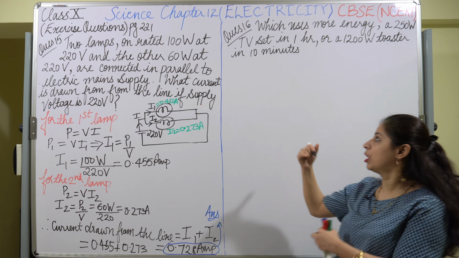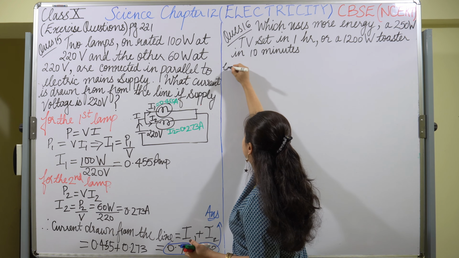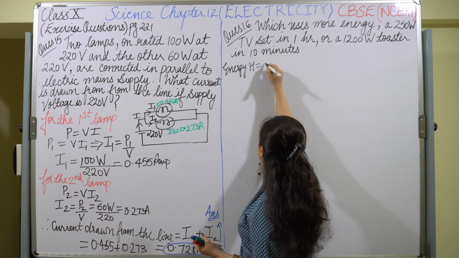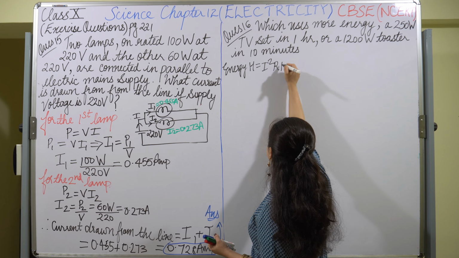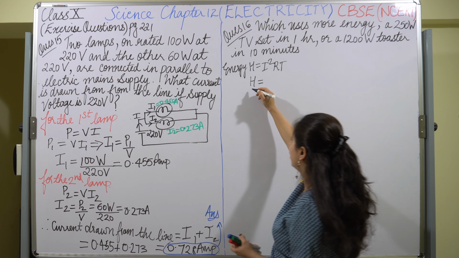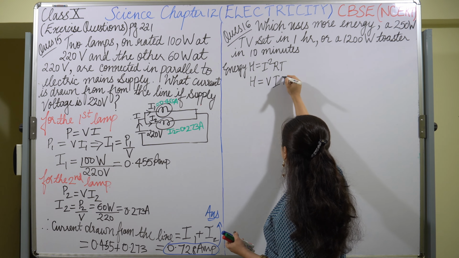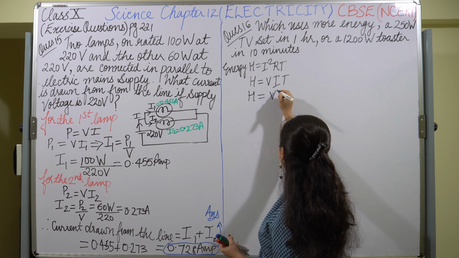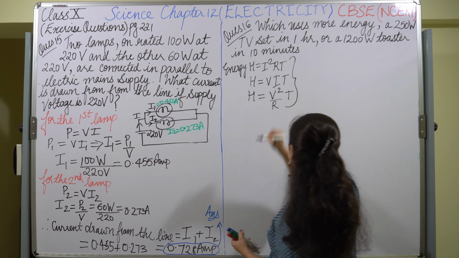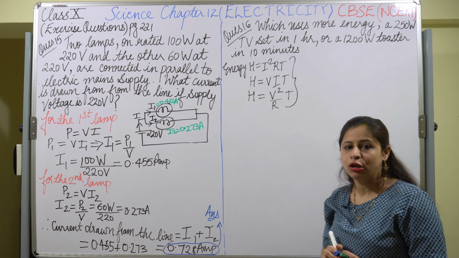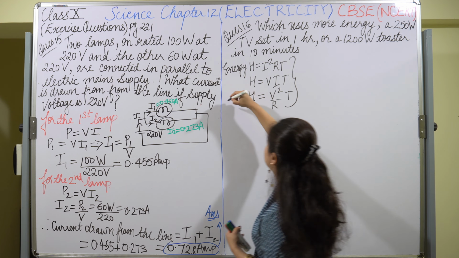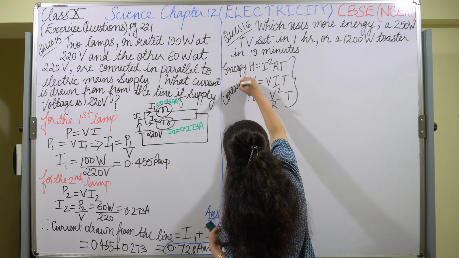We have three formulas for Joule's law of heating. For the energy consumed, we have three laws. H is equal to I square RT is the first law. The second formula is H is equal to VIT. The third is V square upon R into T. So we have three formulas according to Joule's law of heating, which represent the energy consumed over here.